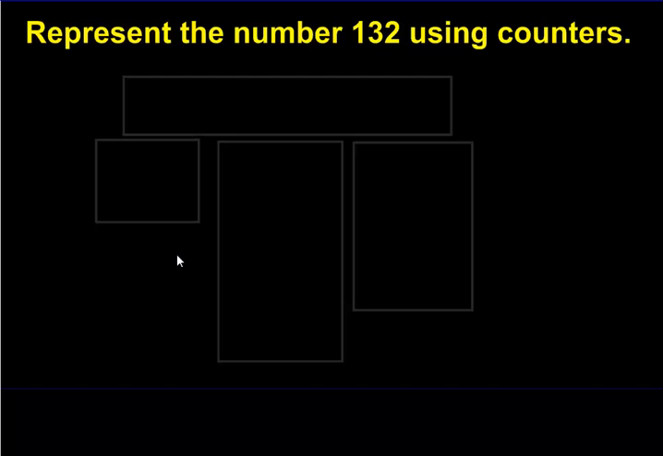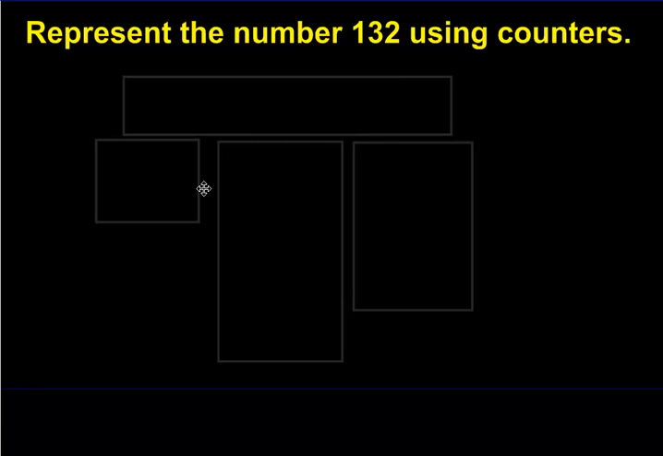So you can pick pictures of people, pictures of animals, pictures of shapes. It's your choice, but they can't be base 10 blocks. Now the question says, represent the number 132 using counters. If you see the word counters, you've got to start thinking, okay, what counter am I going to use? Now I like monkeys, so I'm going to use monkeys for my first example.